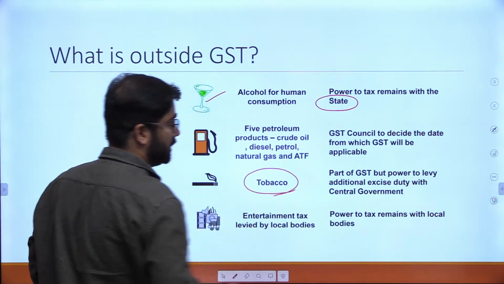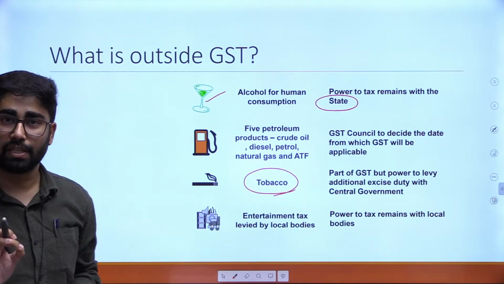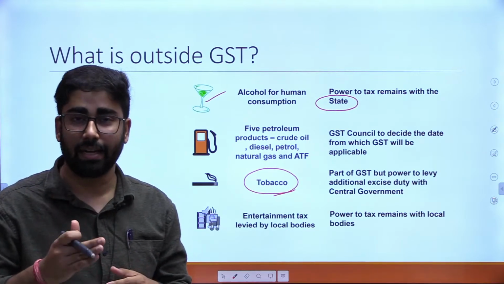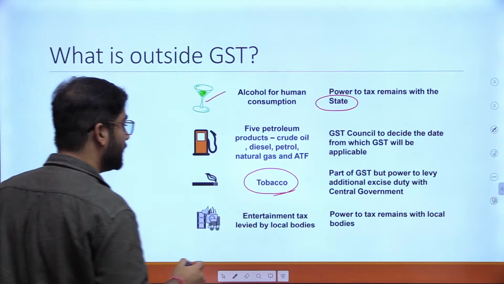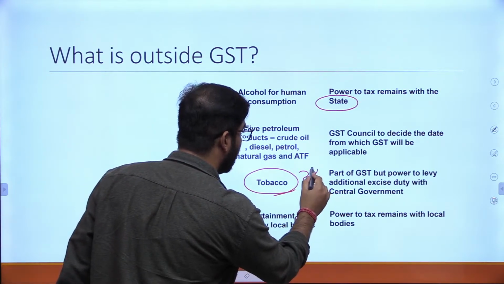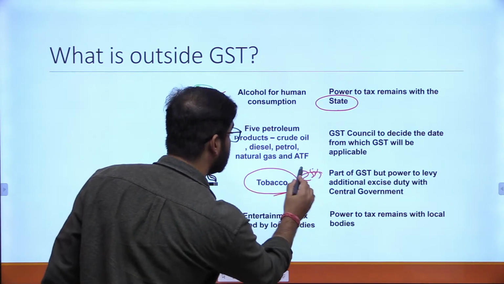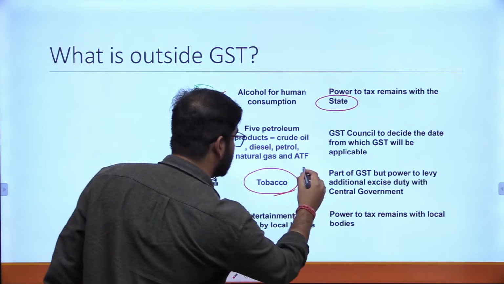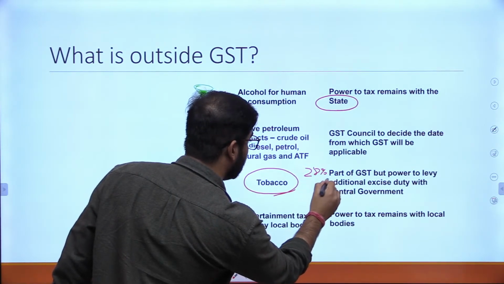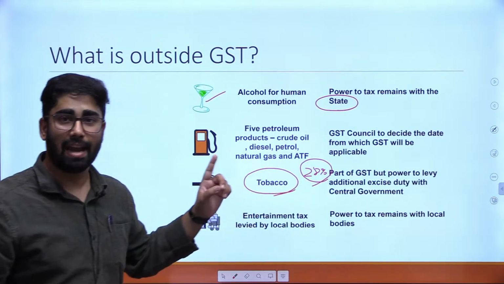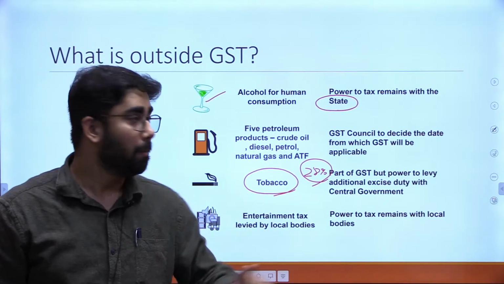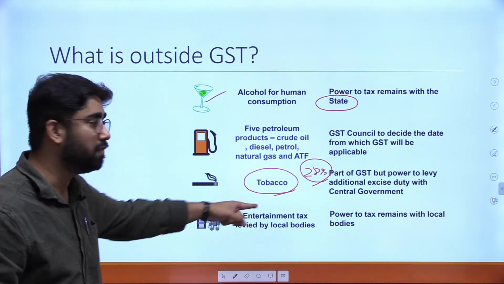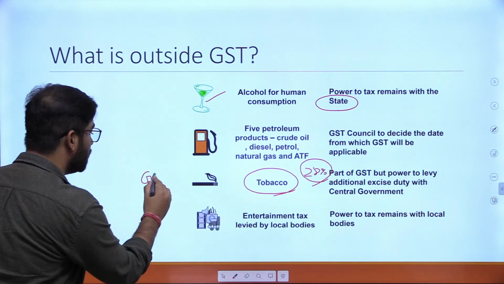Tobacco is a part of GST, but centre इस पे अभी भी और टैक्स levy कर सकता है. मैक्सिमम स्लैब क्या है GST की? 28% है. But beg your pardon, the maximum slab is of 28%, right? But the centre can levy additional excise duty on the tobacco products, but still it is under the ambit of GST. It is under GST.